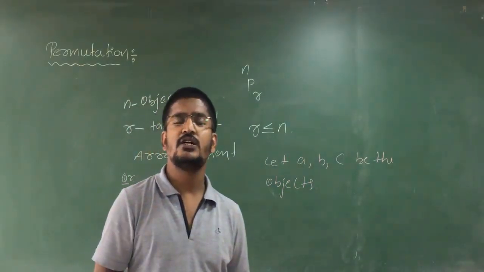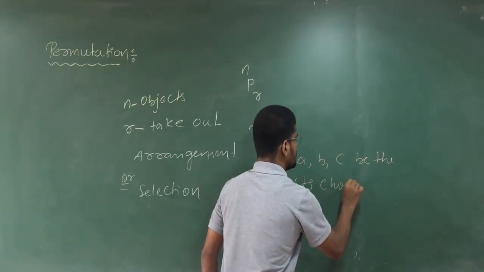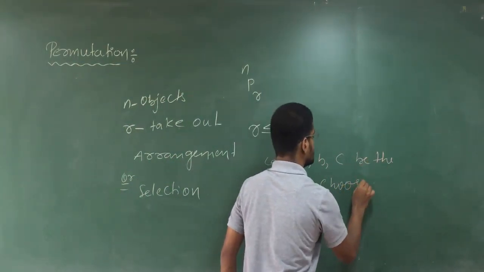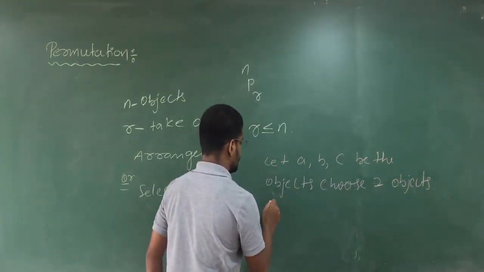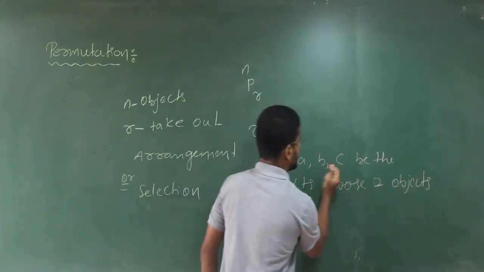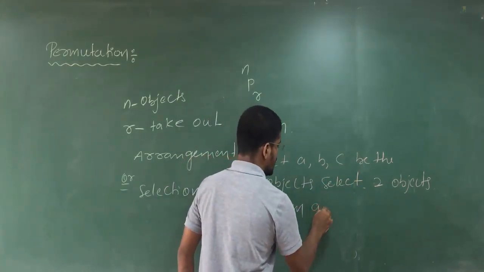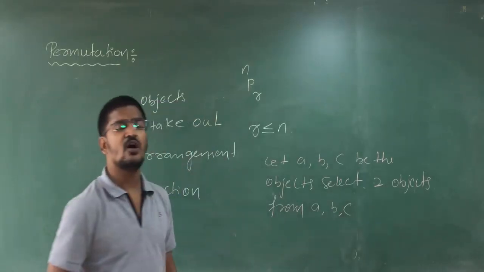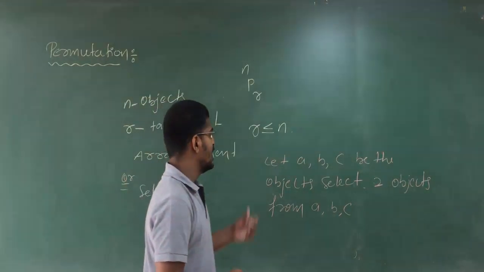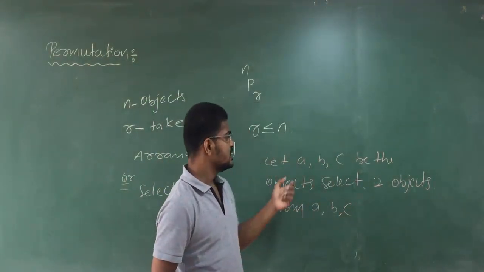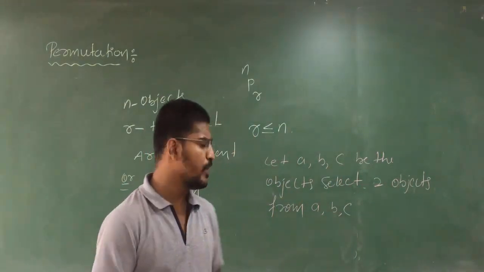Then let us take 2 out of these 3. Choose 2 objects, or select 2 objects from A, B, C. Then tell me what are the total number of permutations. Clear? Let A, B, C be the 3 objects. Select 2 objects from A, B, C. Then what are the total number of permutations?